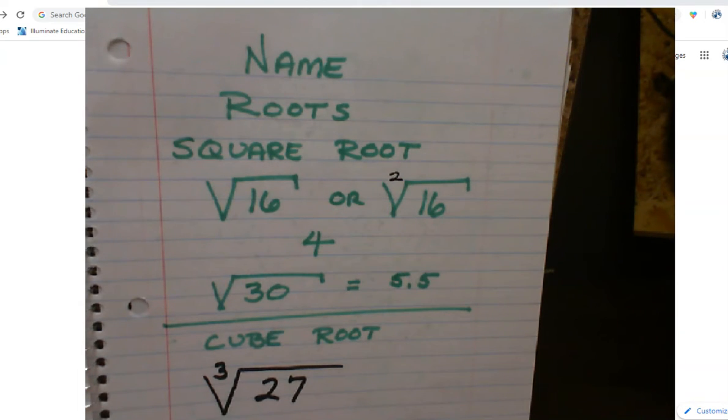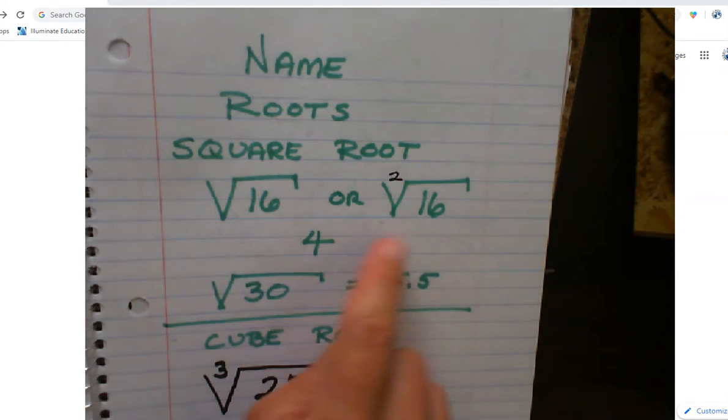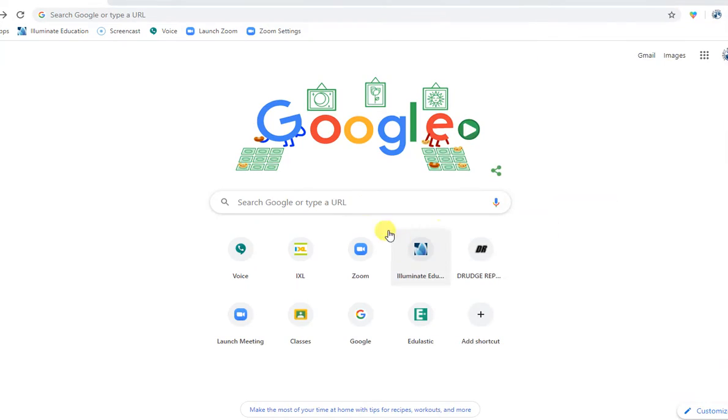The square root of 16 is 4. And that's because 4 times 4 is 16. Can we do that on a calculator? Yes. So let me pull up a calculator.